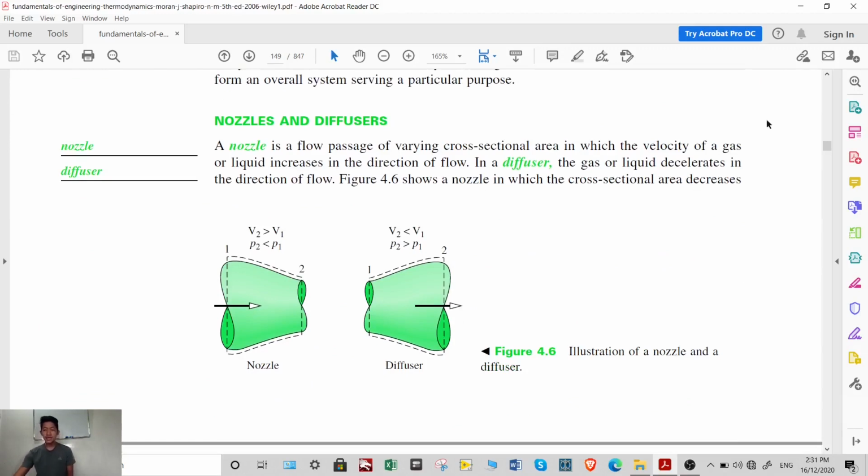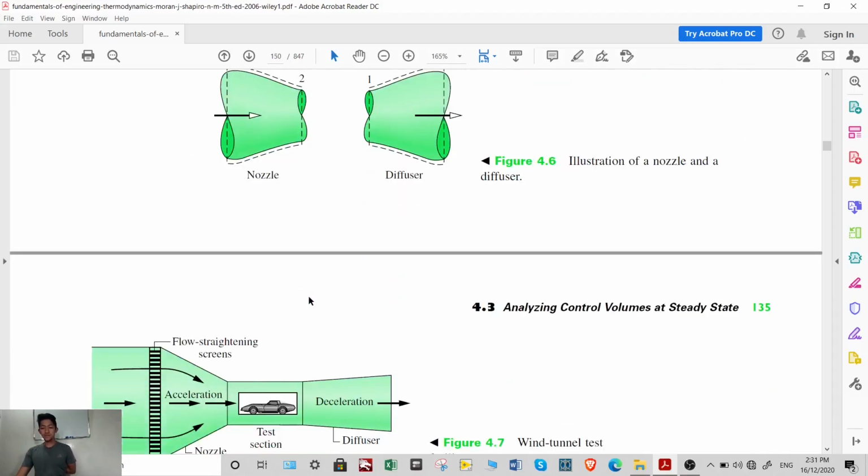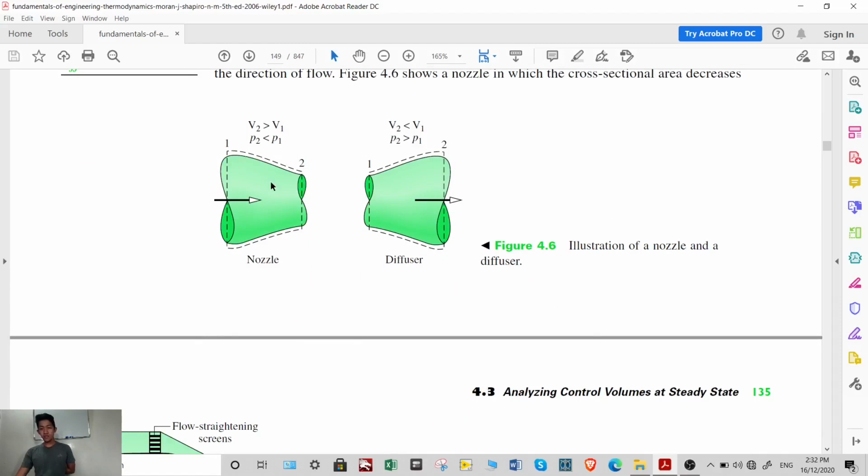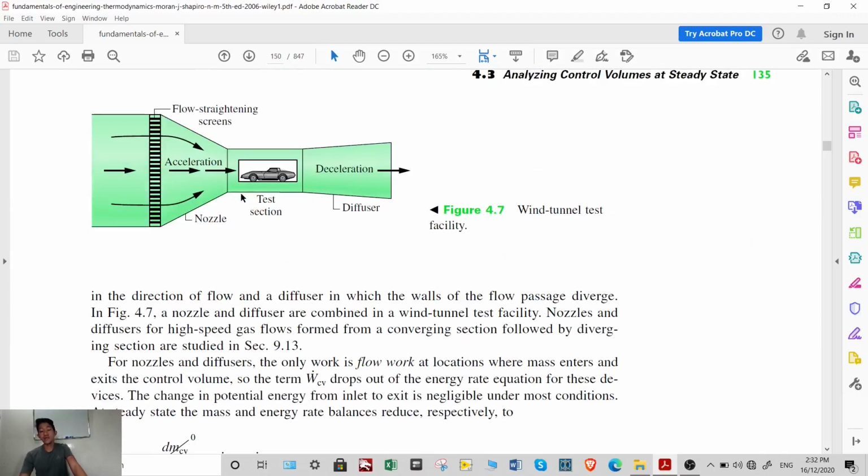We will apply this to mechanical components like nozzles and diffusers, analyzing them using conservation of energy. The purpose of a nozzle is to increase the velocity, while a diffuser is to decrease the velocity. But this is not always effective in increasing velocity. It depends on the Mach number.